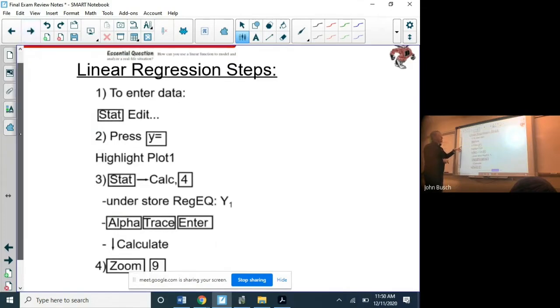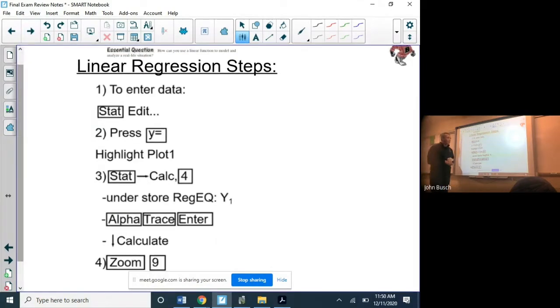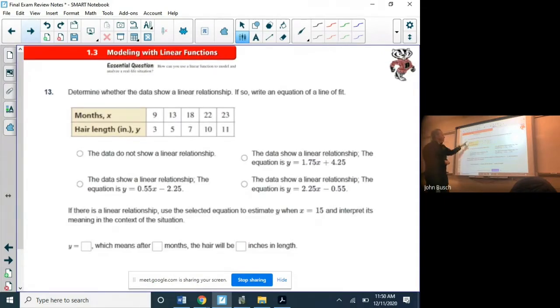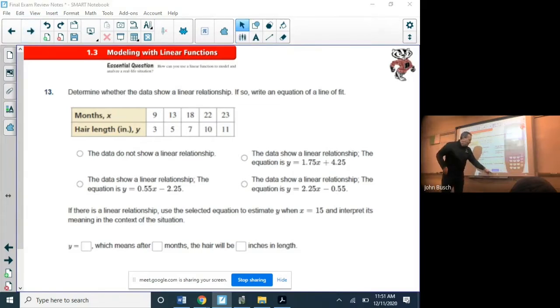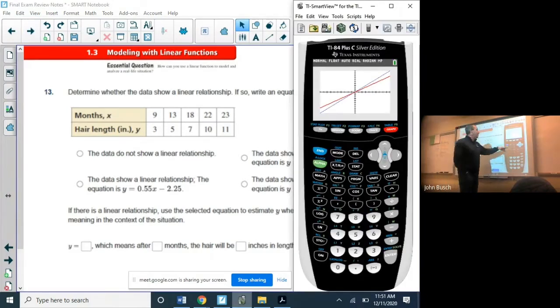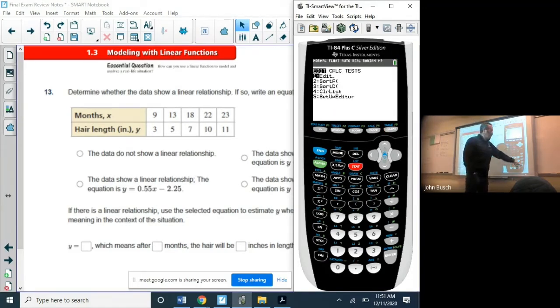So here are the steps to do a linear regression on your calculator. I'll refer to these in a little bit. If we have this for our data, we can plug these data into our calculator and figure out the linear regression. You do that under Stat. You press the Stat button, and you press Enter for Edit.